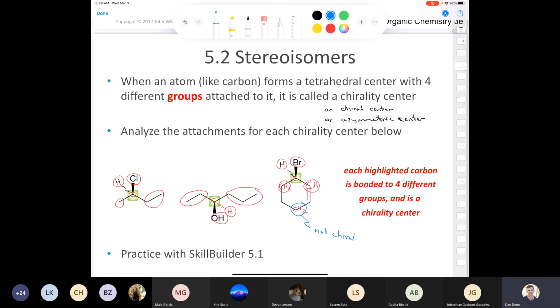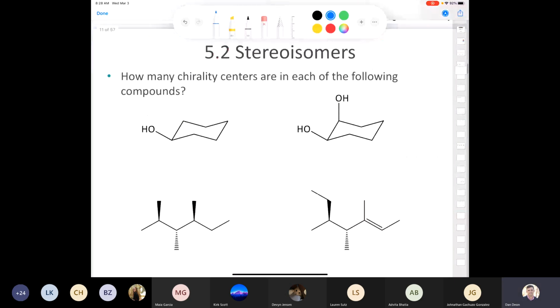That's exactly right, Byron. It's because it's got 2 hydrogens attached to it. So whenever you have a methylene, it's impossible for it to be chiral. And if you have a methyl, it's impossible for it to be chiral. So always achiral. No exceptions.